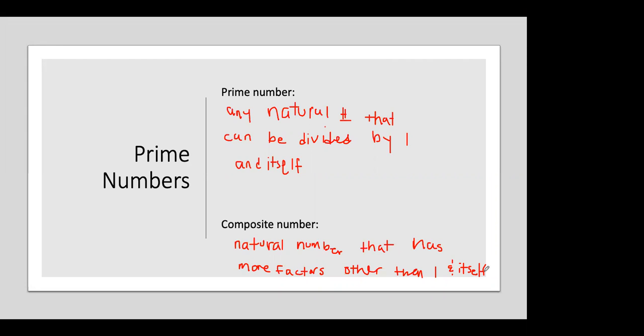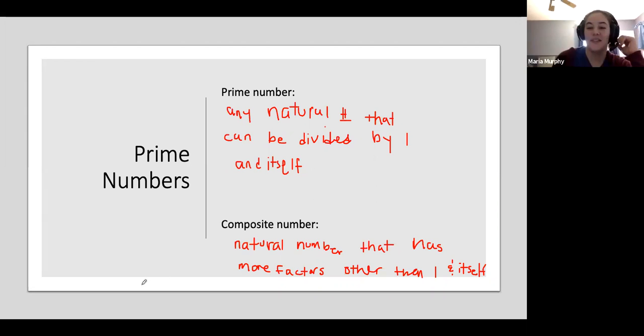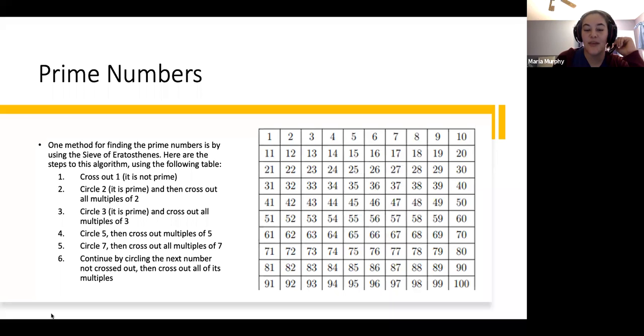Okay, 2 times 17. No, not 17. I've got a giant brain fart, sorry. You're good. 12 times 3. 12 times 3. Okay, good. All right, so we understand prime and composite numbers, right?